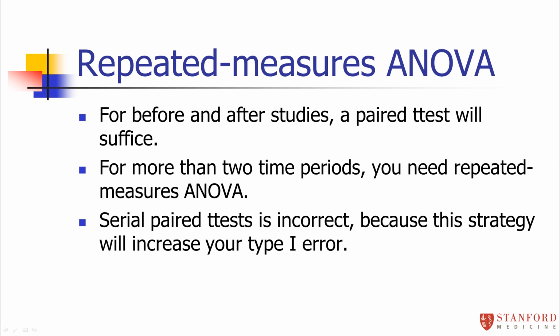Now you could say, well, why don't I just do multiple paired t-tests, right? I could compare time 1 to baseline. I could compare time 2 to baseline. I could compare time 3 to baseline. I could use a paired t-test for each of those comparisons. But again, the problem is that's going to increase your type 1 error, your chances of a false positive. So we don't like to do a whole bunch of paired t-tests. We'd rather put everything together in one global test, which is repeated measures ANOVA.